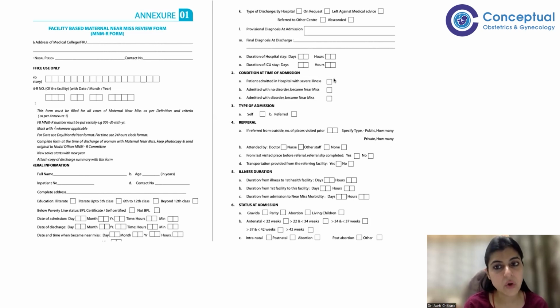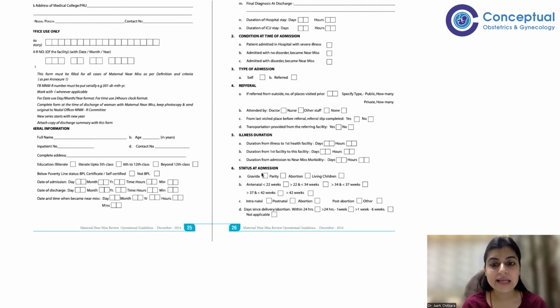Patient admitted to the hospital with severe illness: yes. How many private centers she visited? 3. Attended by doctor? Yes. From the last visited place, was the referral completed? Yes. Transportation provided from the referring facility? Yes. So, illness duration. Sometimes patients are not provided transport facilities. They have to undertake their own private vehicles, where you will be recording it as no.